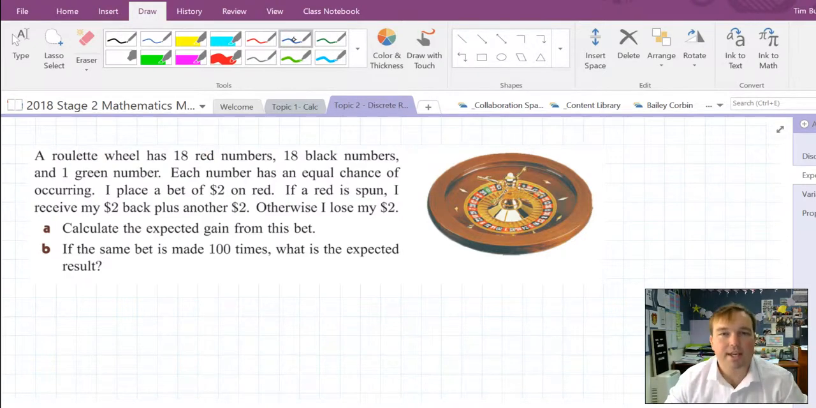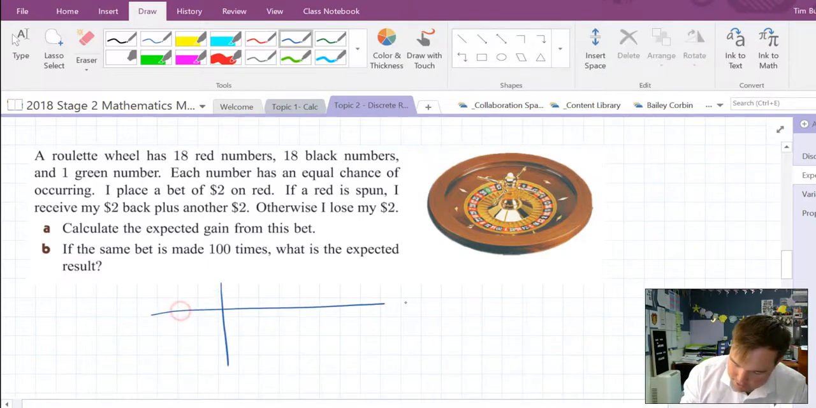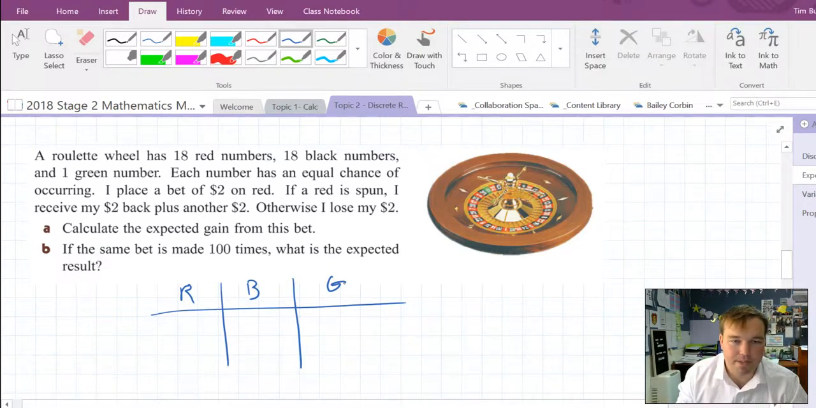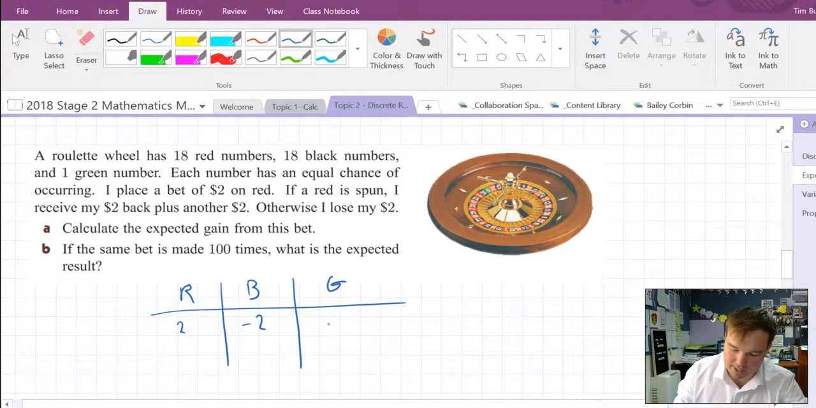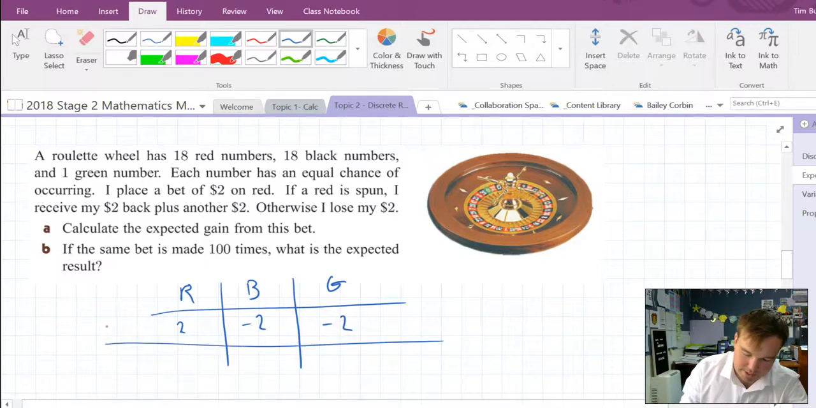Alright, so here it helps to draw up a probability table. There are 3 things that can happen here. Either we can have red rolled, black rolled, or green rolled. And the outcome here, for red, would be plus $2, a gain of $2. For black, there would be a loss of $2. So when you place your bet, if you roll red, overall you're winning 2. If black is rolled, you're going to lose that $2 bet you've placed. Green, you're also losing 2. So these are the outcomes.